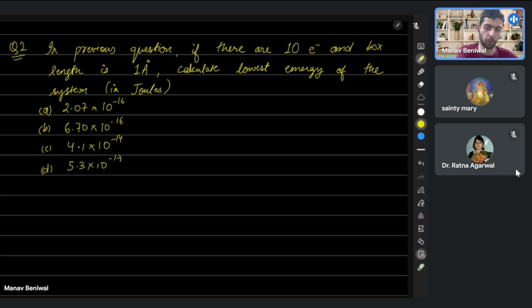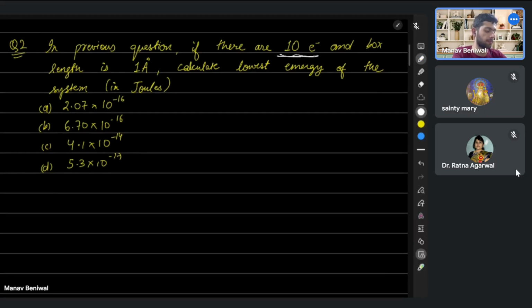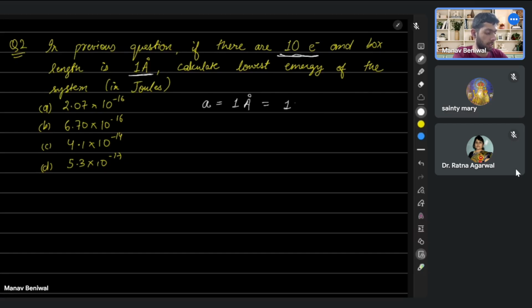Now we have the same problem, but instead of 3 electrons, we now have 10 electrons, and we are given that the length of the box is 1 angstrom. So earlier we took the length of the box to be a. First of all we can write that a is 1 angstrom, or 10 to the power minus 10 meters. So this is a, which is given to us.